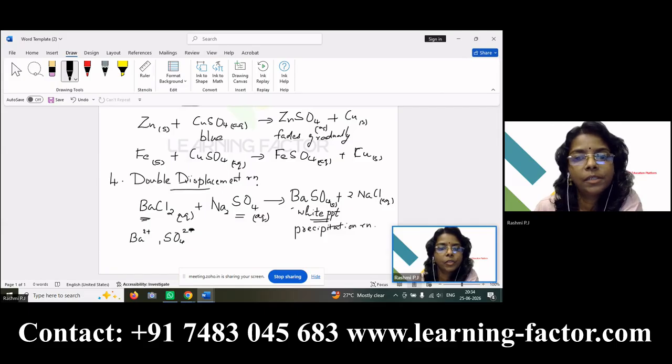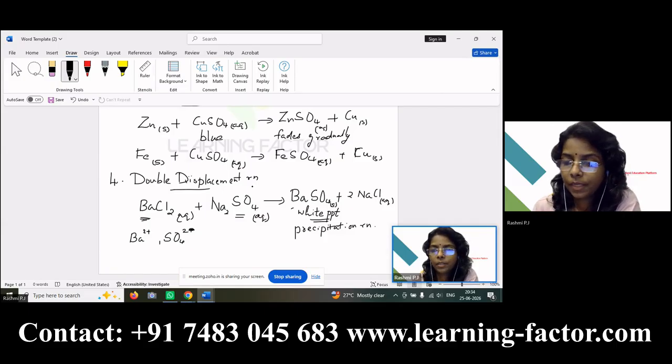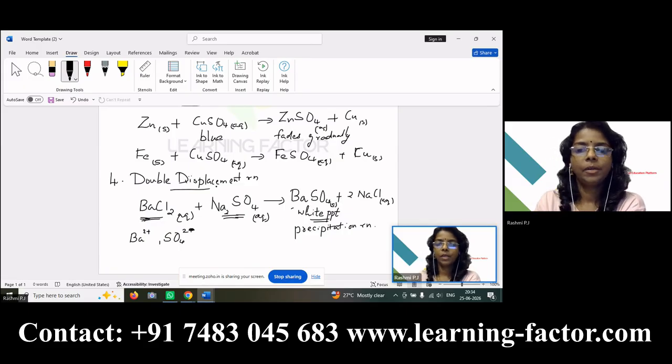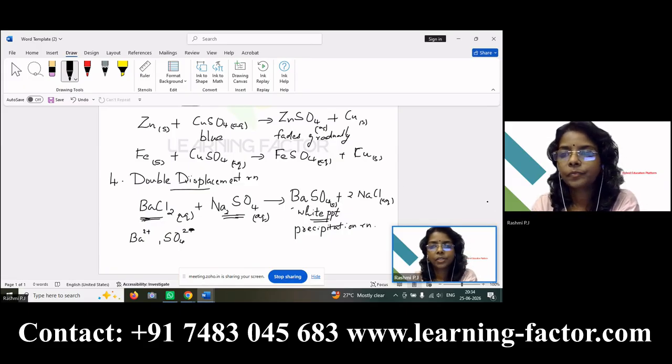So double displacement is about the exchange of ions. Barium chloride is one reactant and sodium sulfate is another reactant, and the ions are exchanged between these two reactants. That is, the Ba2 plus ion from barium chloride and the SO4 2 minus ion from Na2SO4. These two ions combine to form our white precipitate. So this is about double displacement reaction.